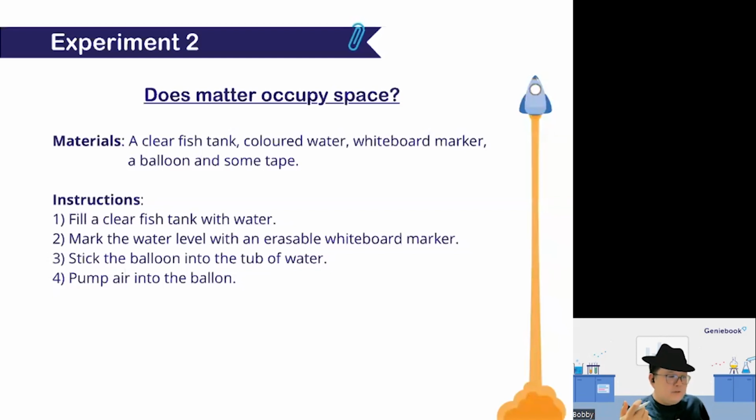Fill a clear fish tank with water. Someone mentioned there's a typo here, there's a missing O. We will have a clear fish tank, basically one you can see through, and we fill it with water. In this case, the water is colored water, so it'll be more obvious.